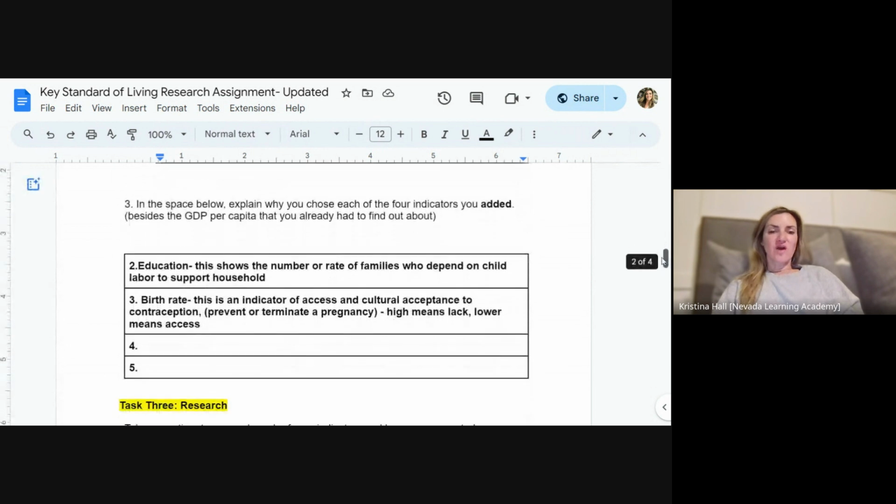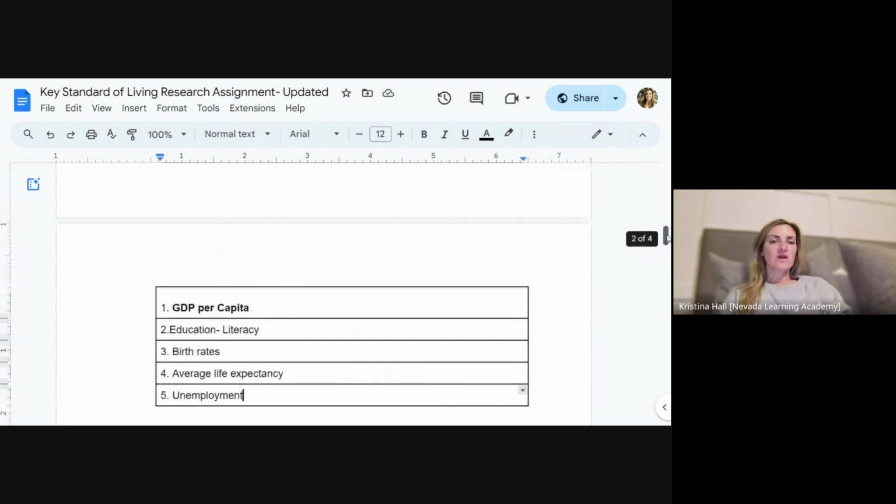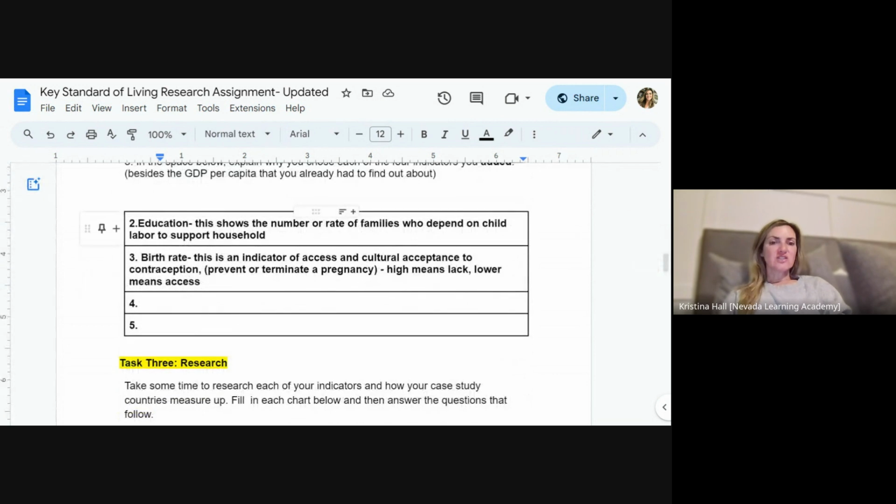Then before you move on, you're going to briefly explain why you chose each one. What is it about education or literacy rate you think could be helpful? What is it about birth rate that you think could be really helpful? So if you choose these same indicators, you're welcome to use these responses. I'll go over some examples of what I mean. So you can see for the second one, I chose education literacy. For education literacy, I said the reason that I feel like this could be helpful in understanding standard of living in a country and comparing that.